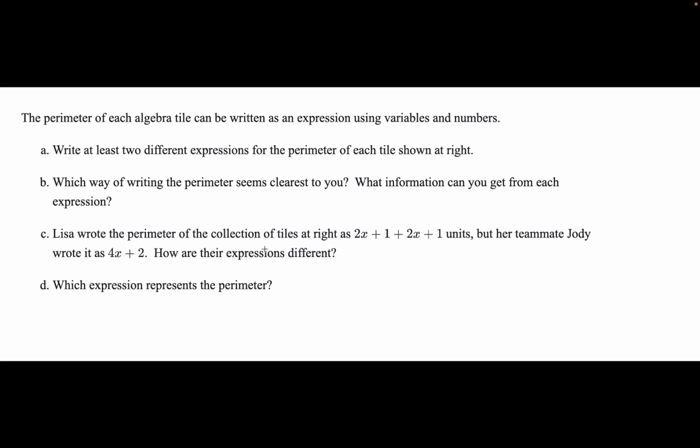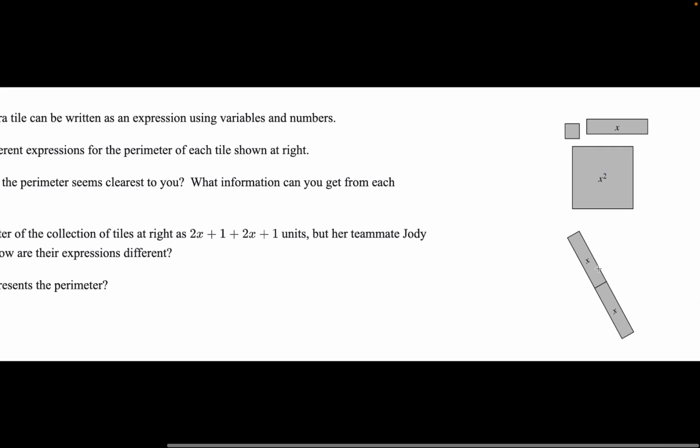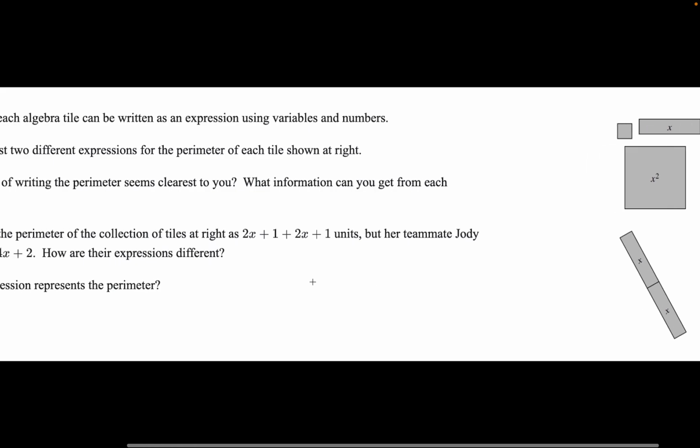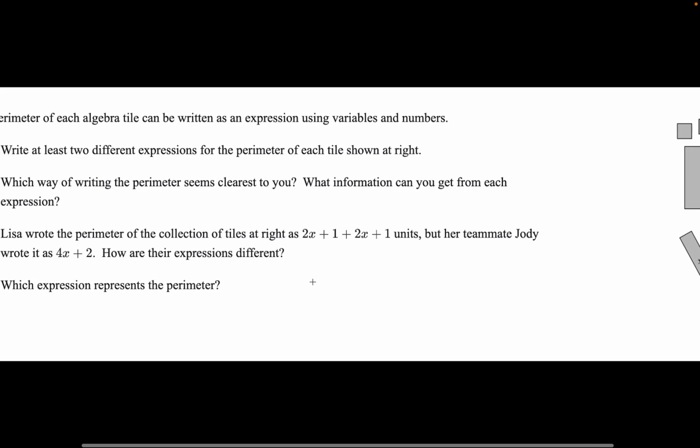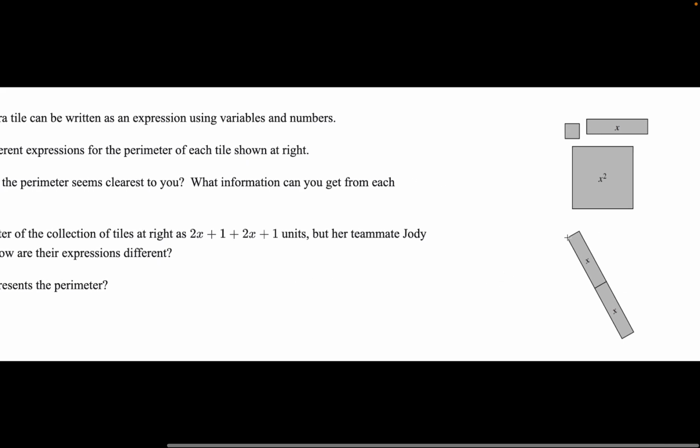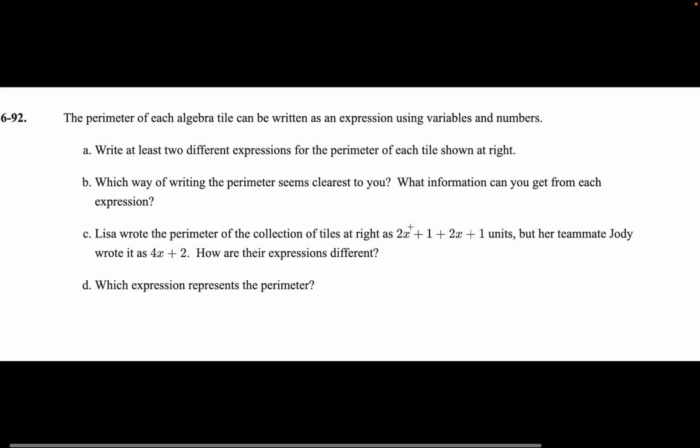Lisa wrote the perimeter of her collection of tiles at the right, over here, I guess, as 2x plus 1 plus 2x plus 1, but her teammate Jody wrote it as 4x. How are they different? One was by the side, so 2x plus 1 plus 2x plus 1. The other person is combining them. They're combining like terms. But you can see you got 2x and 2x. That's just 4x. And 1 plus 1 is 2.